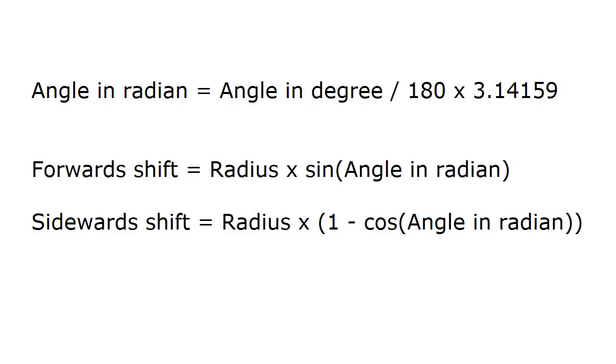First of all, convert the angle from degree into radian by dividing it by 180 and multiplying it with pi. The formula for the forward shift is the radius times the sine of the angle in radian. The formula for the sidewards shift is the radius times in brackets 1 minus the cosine of the angle in radian. You can often round the results to meters without a problem.